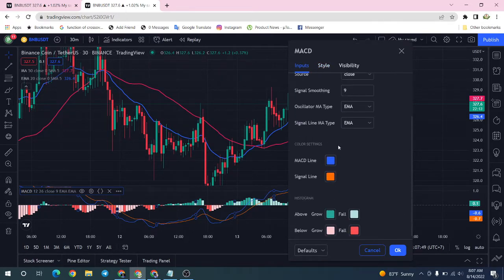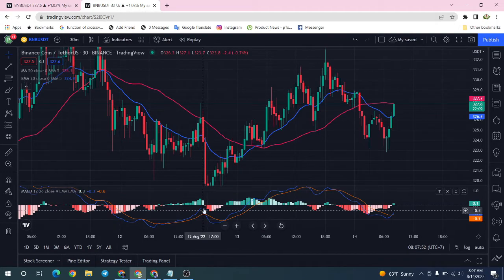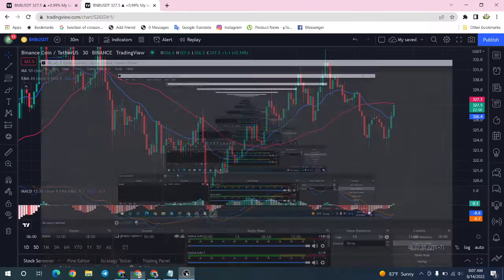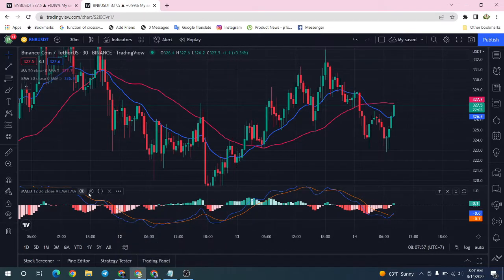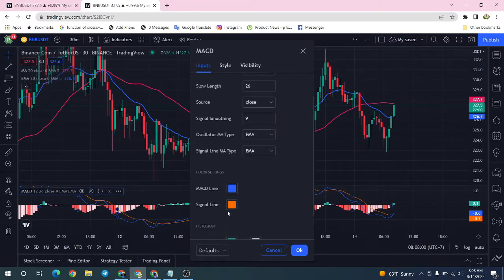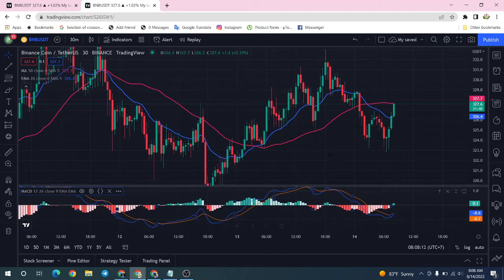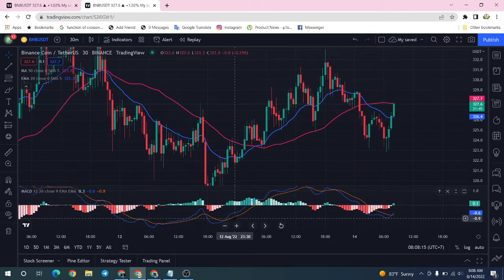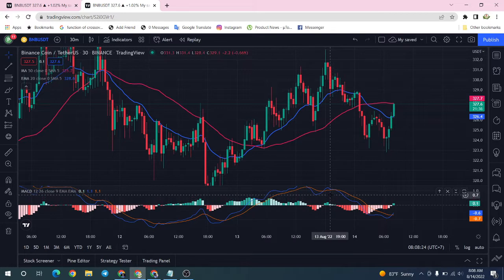The yellow line, sorry, is not yellow, it's orange. The orange is the signal and the blue is the MACD. So here we have two lines. If the orange line is below the blue line, it means the price is going up. Otherwise, if the orange line is above the blue line, the chart will go down, like this one.